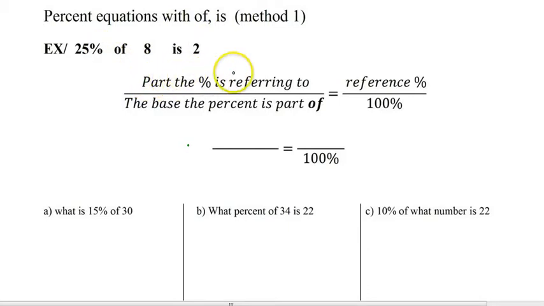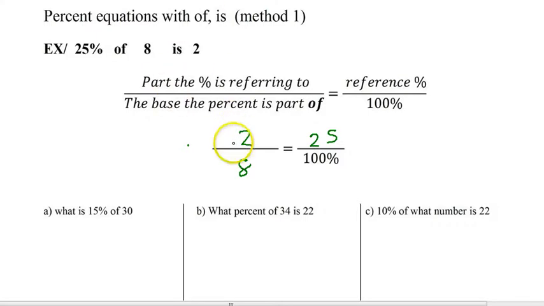So the part that the percent is referring to is always the one after the "is", right here. That's 2. The reference percent, what our percent is referring to, is 25. And the base, the whole the percent is a part of, is 8. I'm calling it the reference percent because that percent refers to a portion of the whole. And then the part is what that percent is referring to. They go hand in hand.